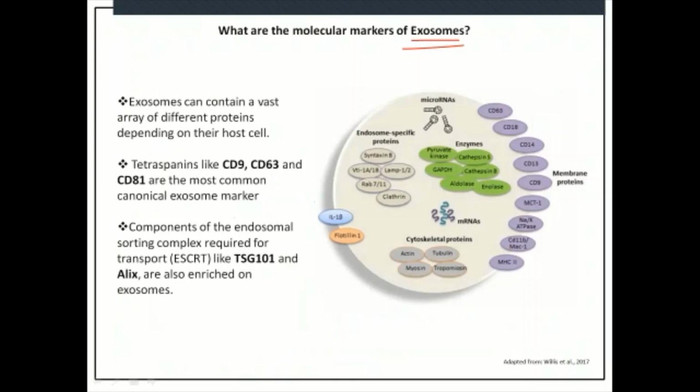For that, there are certain molecular markers which help us to characterize exosomes. That is CD9, CD63, and CD81. These are surface markers which are present on the surface of exosomes, which help us to identify them. Also, there are a few components of the endosomal sorting complexes such as TSG101 and ALIX, which further help us identify exosomes.